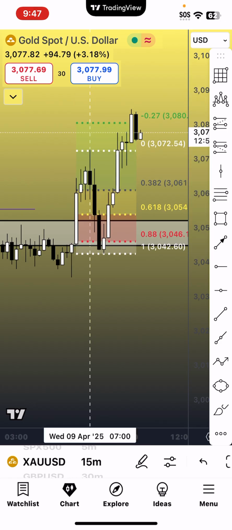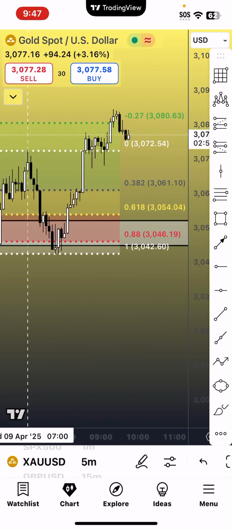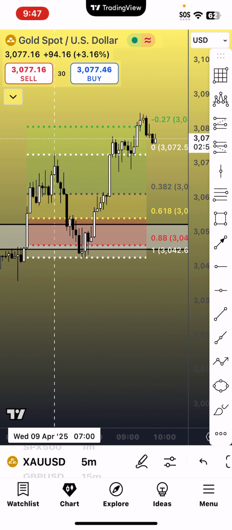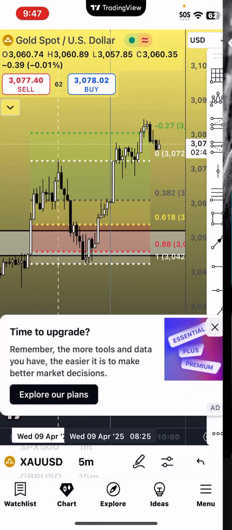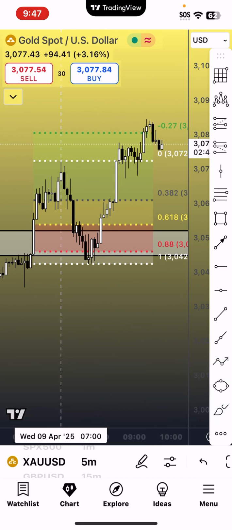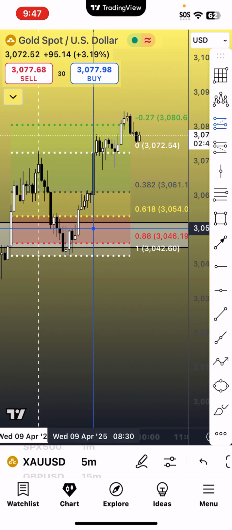All right, and so when you're on the 15-minute, you want to be dropping down to the 5-minute. And the reason why I wasn't able to catch this is because, as you guys see, it never retested the 61.8. And also, I always like to get a 3-to-1 risk to reward.